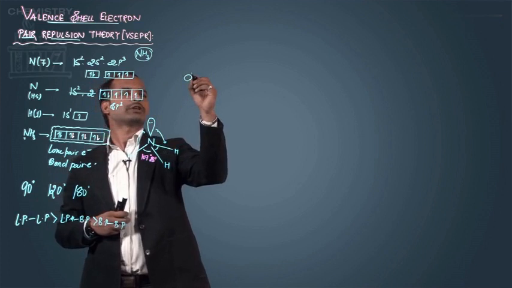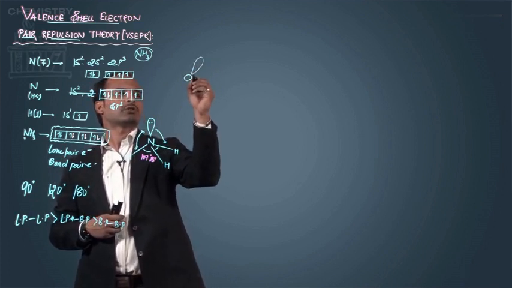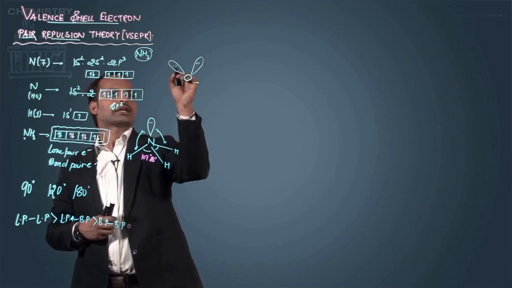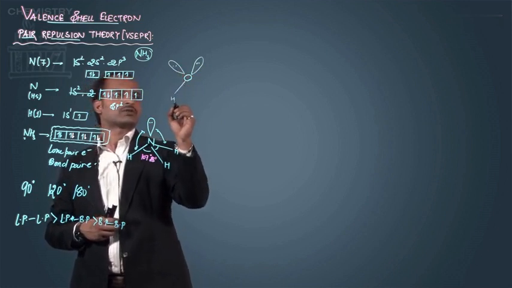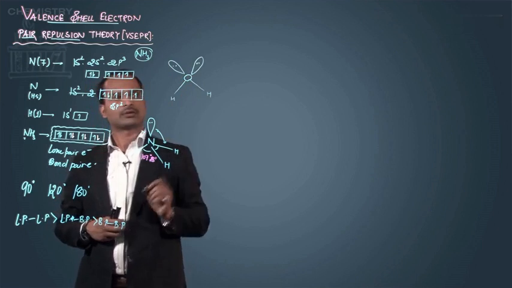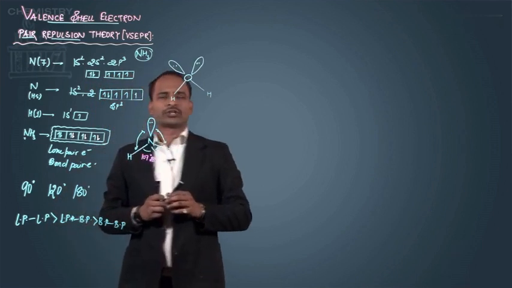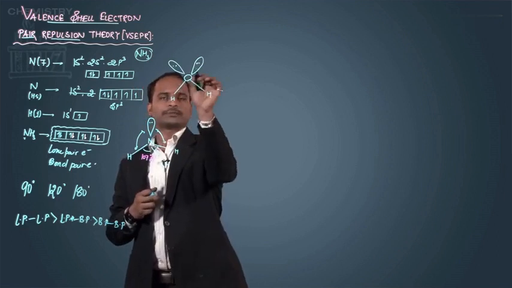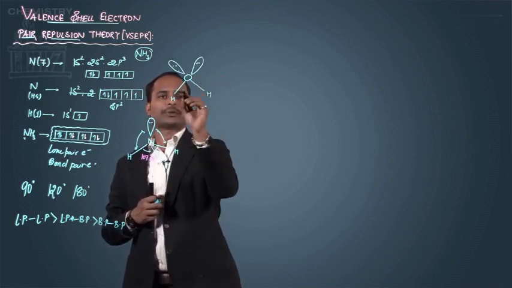The two lone pairs of electrons were there: the first lone pair of electrons, the second lone pair of electrons, and this is the first hydrogen and the second hydrogen. Now in the case of the water molecule, we have all three types of pairs: lone pair, lone pair, bond pair, lone pair, bond pair, and bond pair, bond pair.